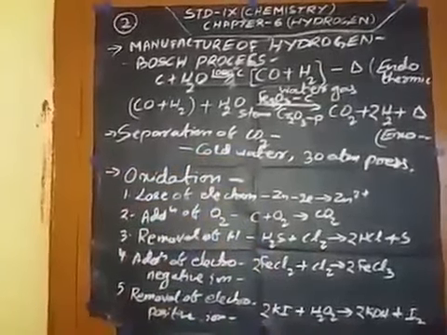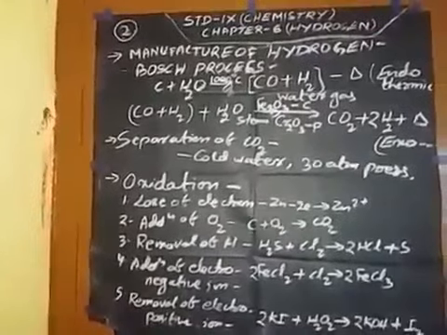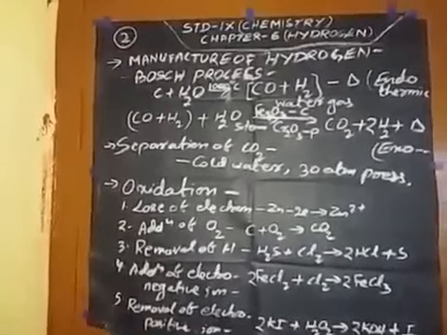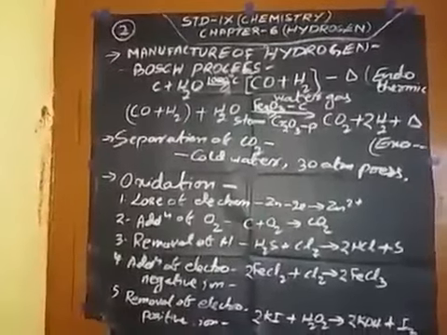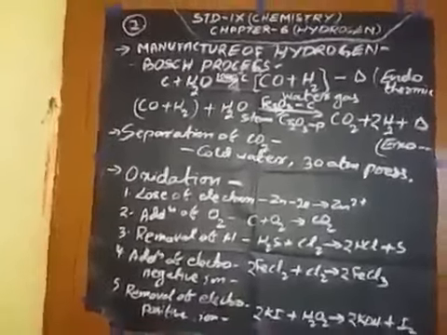Or in another process, as also given in your book, you can remove carbon dioxide by adding potassium hydroxide to form potassium carbonate and water, leaving hydrogen.